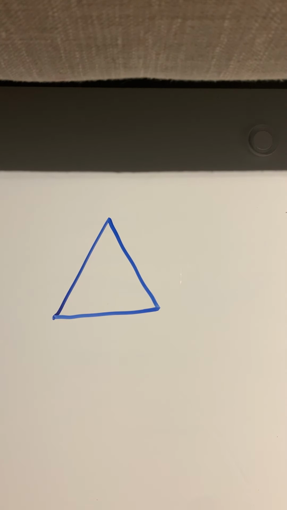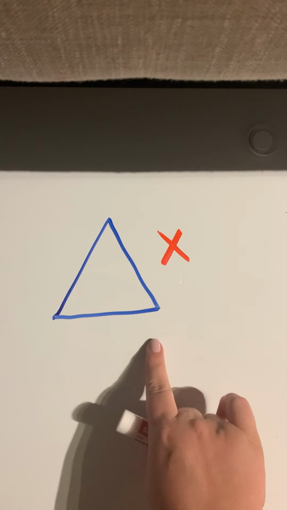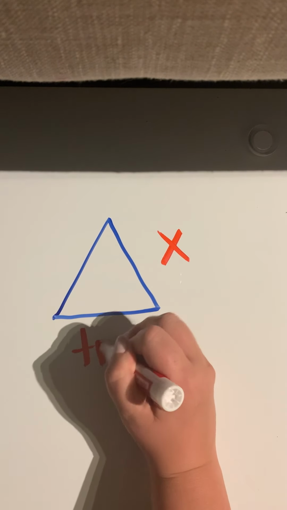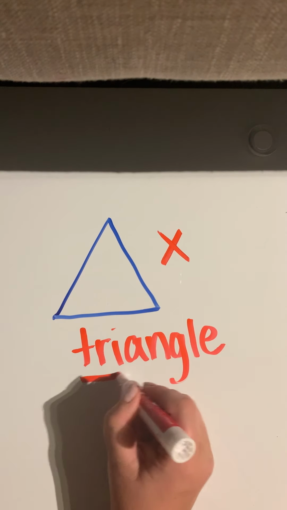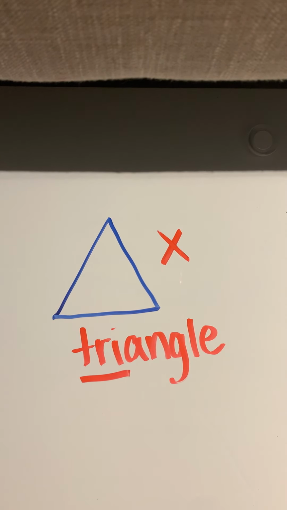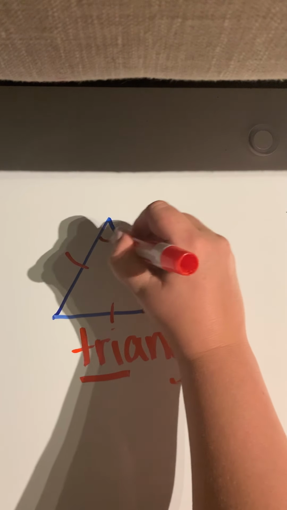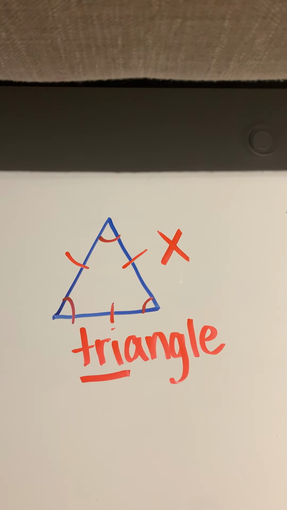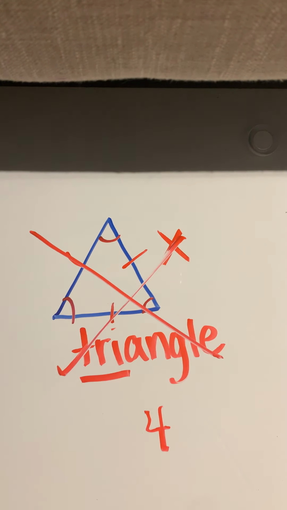Is that a quadrilateral? No, it is not. How many sides does a triangle have? I see the prefix, I should say. I see the prefix tri, and that shows me that there are 3 of something. 1, 2, and 3. And I have 3 angles, but I know with quadrilaterals I have to have 4. So no, a triangle is not a quadrilateral.